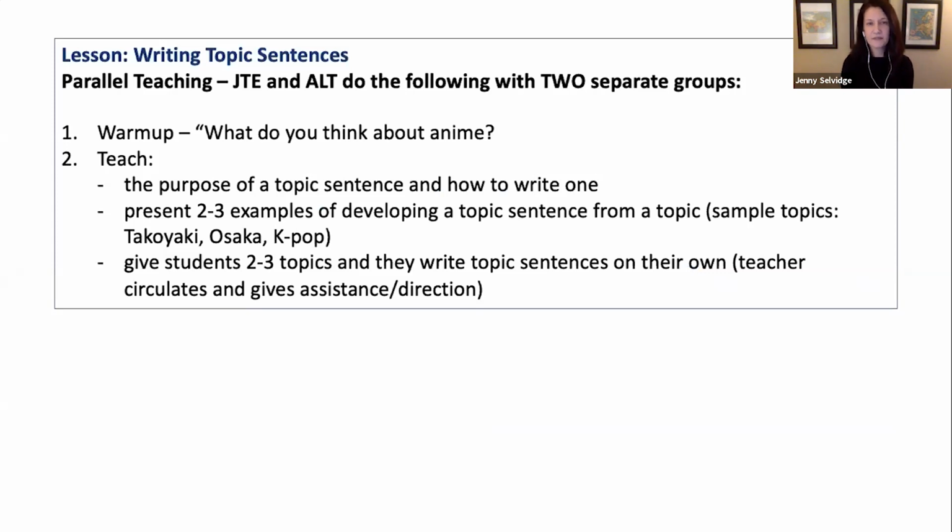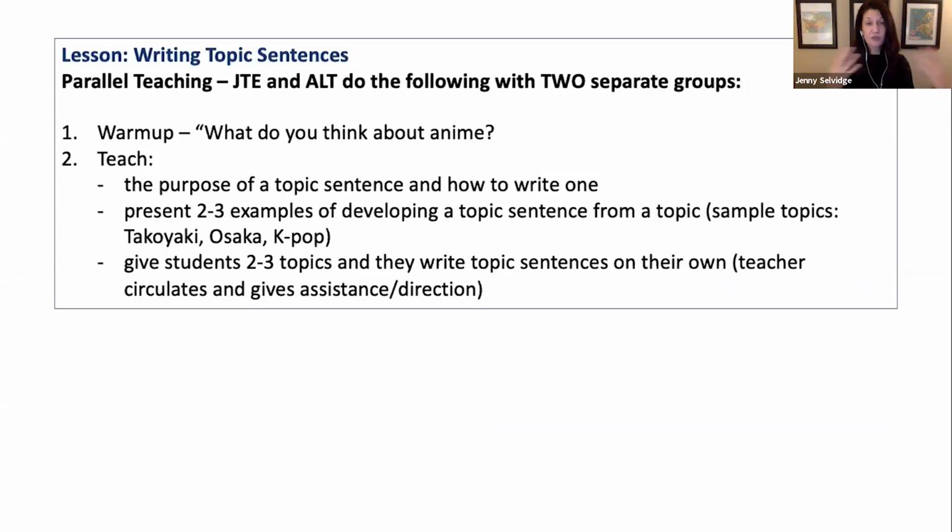What do you think about anime? You can pick any topic that you think might be interesting for the students. And then you do some chatting. And then you teach the purpose of the topic sentence and how to write one. You'll talk about how to move from a topic to a topic sentence. You'll really give them some examples.